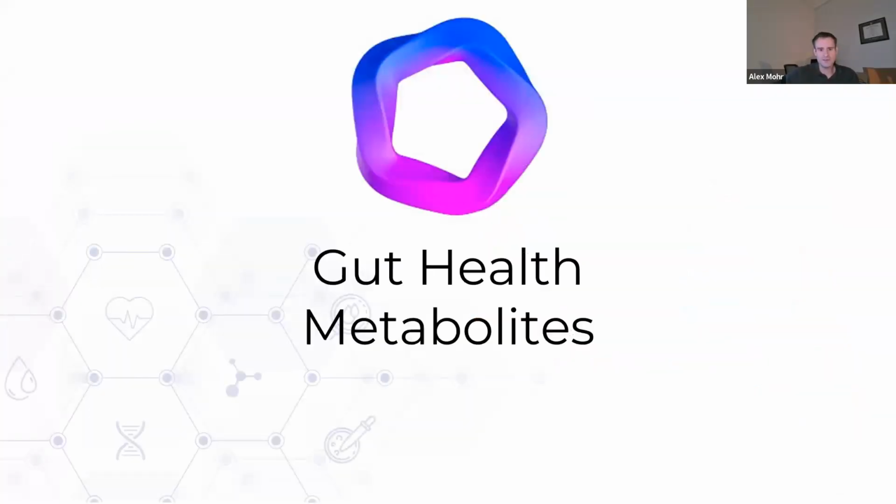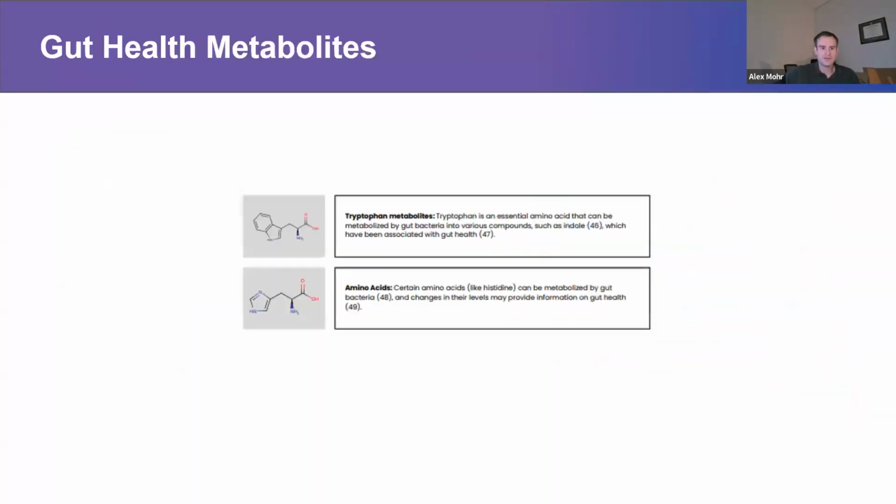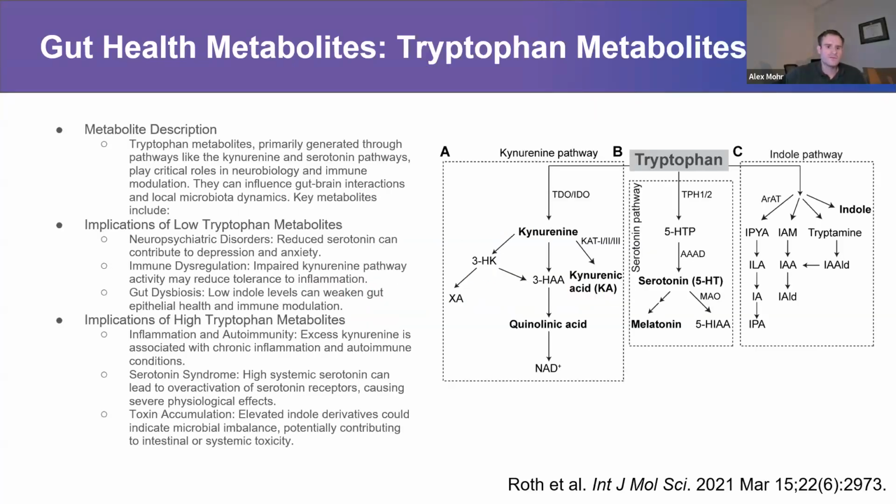So our test for the gut health metabolites includes tryptophan metabolites. Tryptophan is an essential amino acid that can be metabolized by gut bacteria into various compounds such as indoles, which we'll discuss, as well as various amino acids. For instance, histidine, which can also be metabolized by gut bacteria. In terms of the tryptophan metabolites, we know there are several different pathways that are downstream of tryptophan. Tryptophan metabolites are primarily generated through pathways like kynurenine and serotonin, which play critical roles in neurobiology and immune modulation.